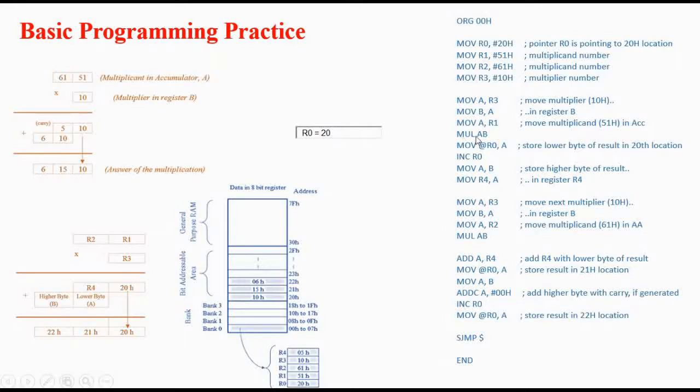Now we'll say MUL AB. So multiplication of the content of A and B will be done. So 10 and 51 will be multiplied. Because of that, the result will be obtained as 510, because 10 and 51 get multiplied as per this instruction at a time. So that's why we are obtaining 510 over here. All of this 510 is of 12 bits.